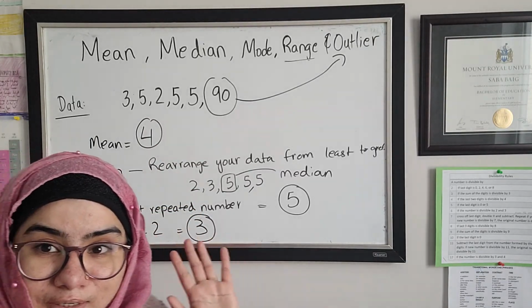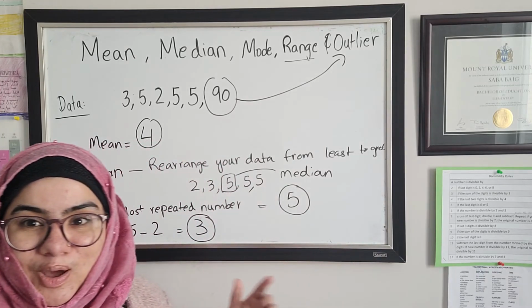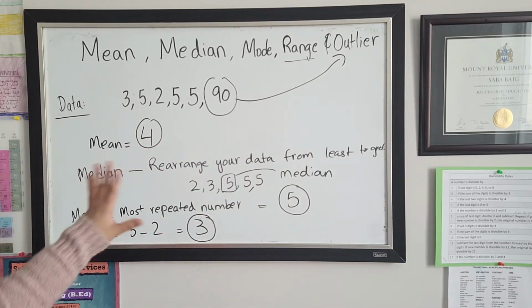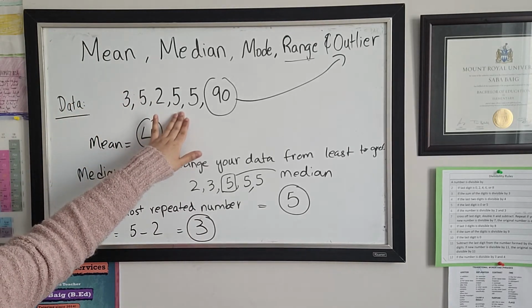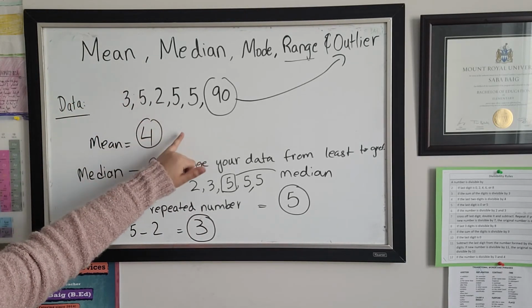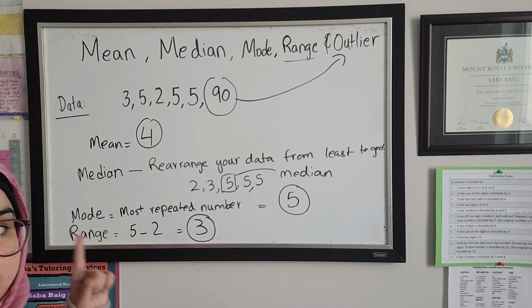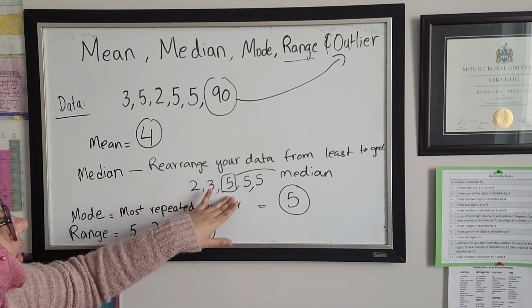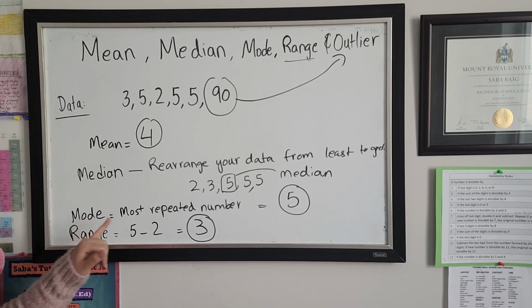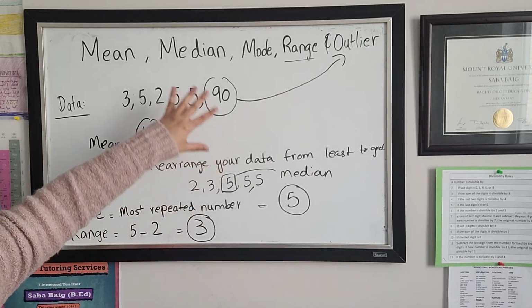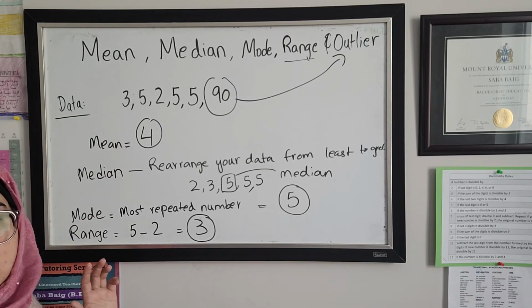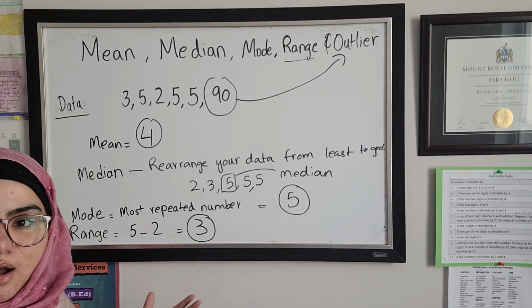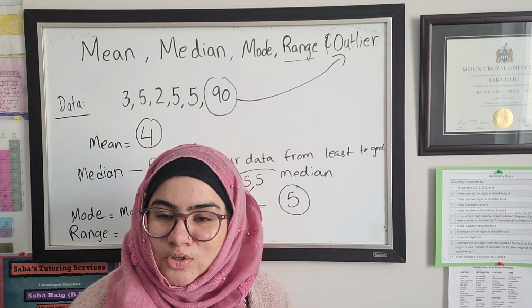That's it. I'm not going to say anything further. I don't want to make my video longer. Any questions, please feel free to ask me. But mean, you add up all the numbers and divide by the amount of numbers you have. Median, rearrange your data and find the middle number. Mode is the most repeated number in the set of data. And range, you pick the biggest number and take away the smallest number from it. All right, hope you find this video useful.